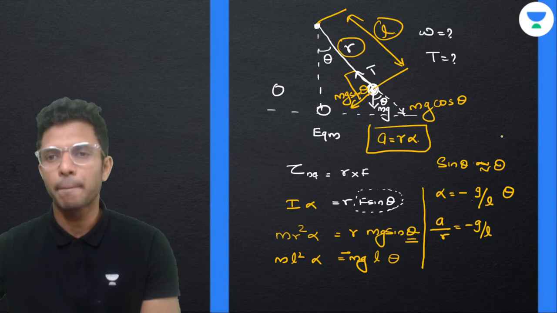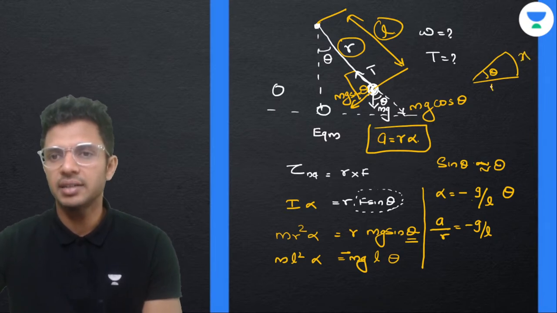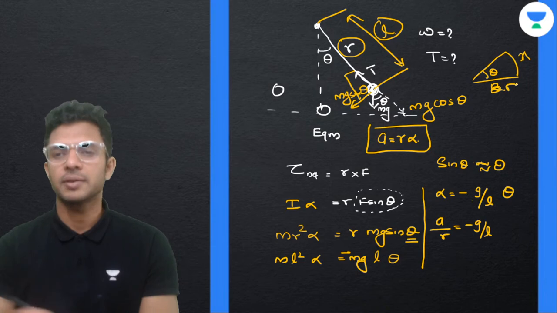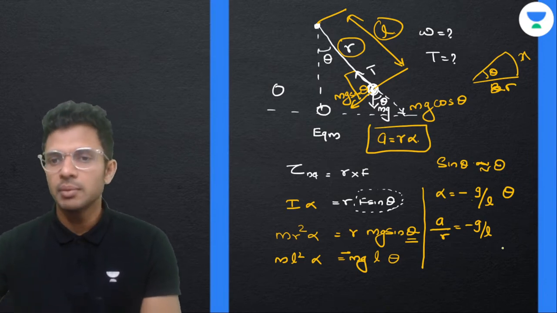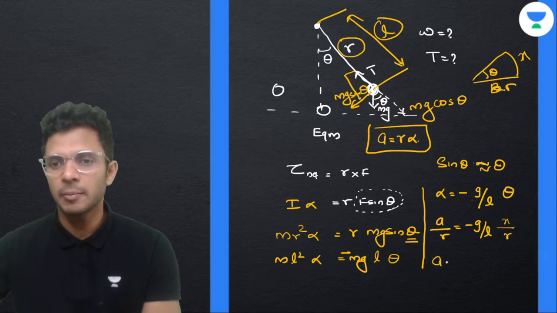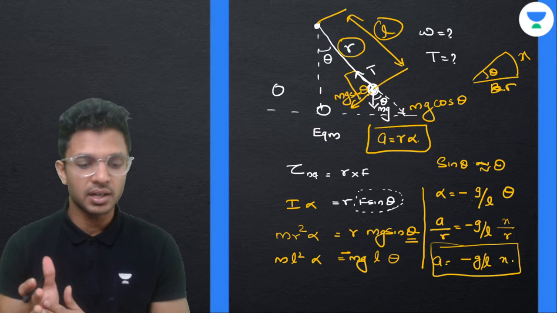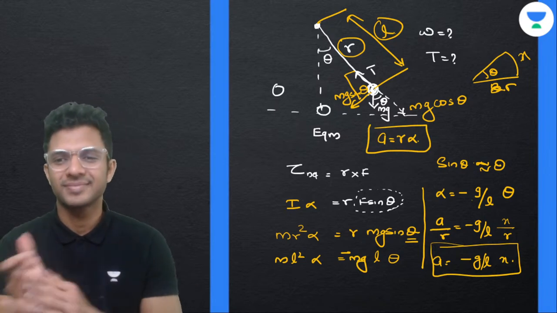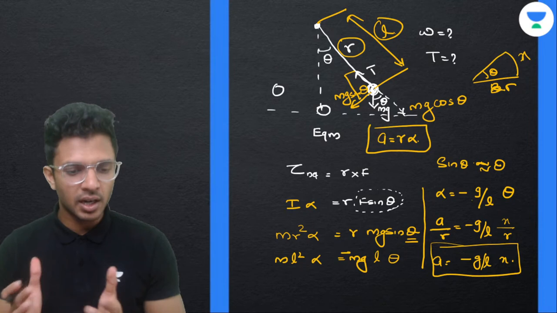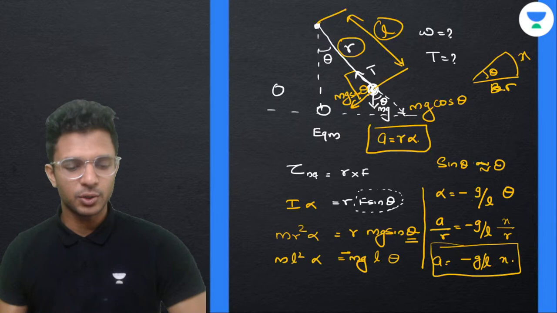Theta ka formula kya hai? Arre, dekh le. Theta is equal to arc length, let's say x, divided by radius r. So, minus g by l theta, I am going to write it as arc length divided by radius. r cancels. Acceleration is minus g by l x. Ho gaya hamara kaam. We got the formula for acceleration, which is minus g by l into x.